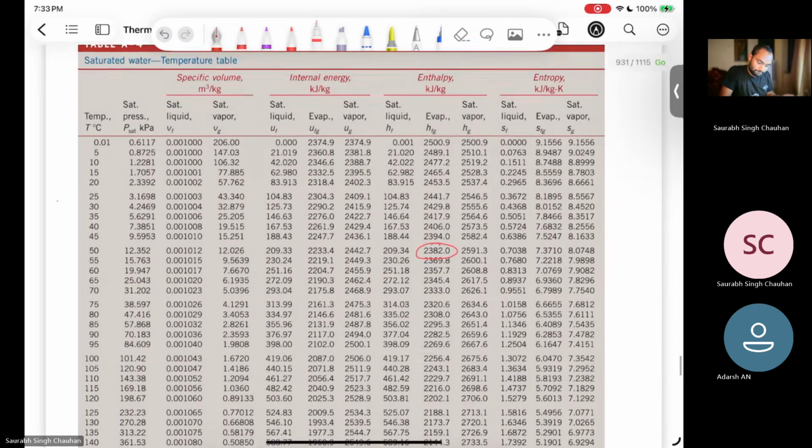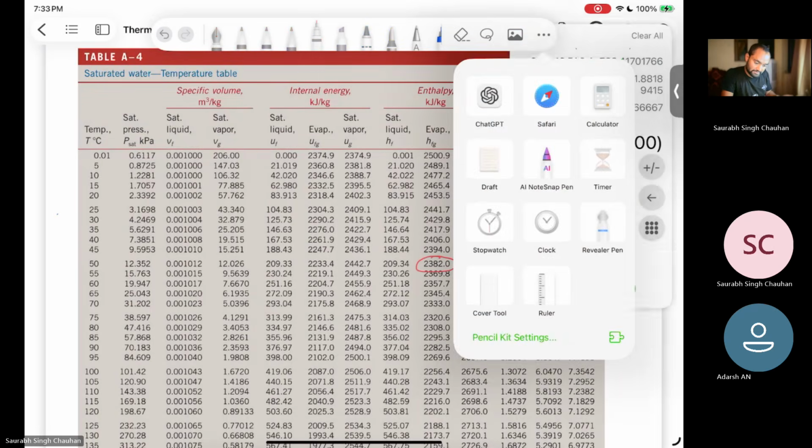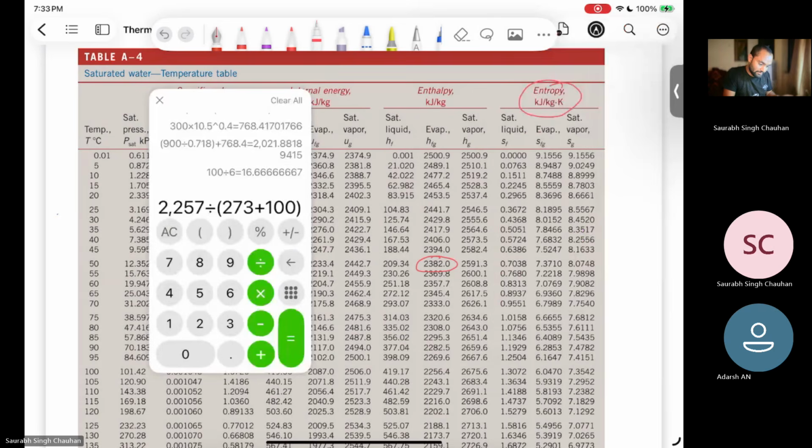And we want to calculate the entropy of vaporization. Then what is that? 2382 divided by, at 50 degrees Celsius we are checking it, 273. Actually, it is not exactly 273. It is 273.15 something like that. But let us write 273. So we'll get some approximate value.